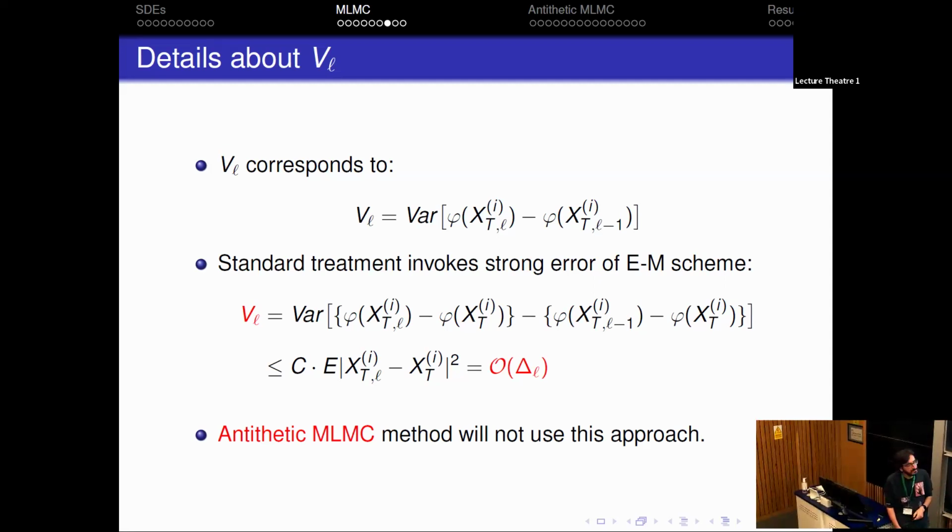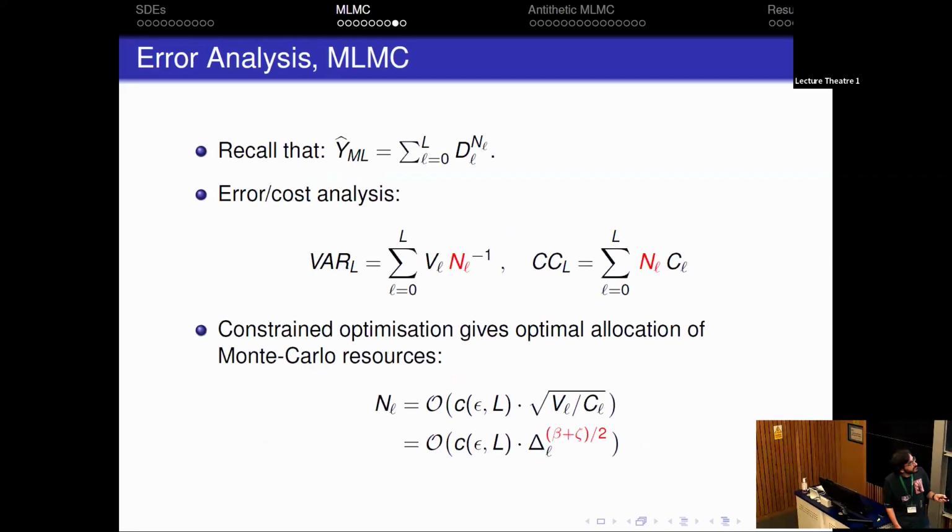Something that I mentioned here is that in the antithetic multi-level, we will not add and subtract the correct SDE, so it's a slightly different approach compared to the standard one in terms of controlling these variances. And there is some constrained optimization. At the end, the degree of freedom is how many particles you use at each level. Not surprisingly, the smaller this variance is, the smaller the number of particles, while the higher the computational cost, the higher the number of particles, and you do some constrained optimization and you get a result like this. So it's nothing difficult.